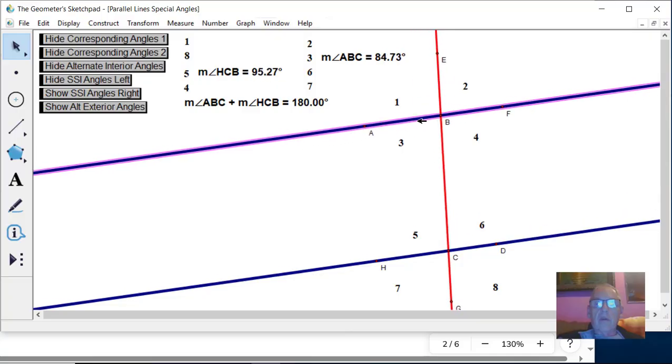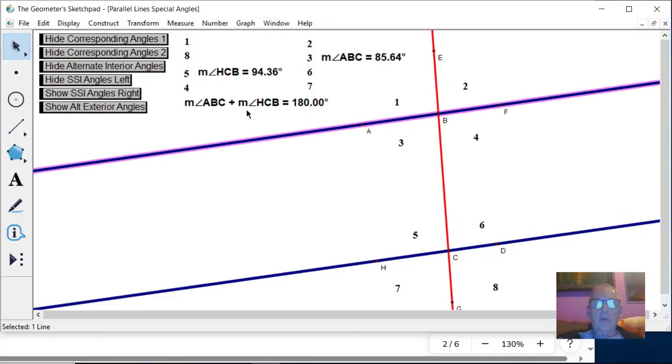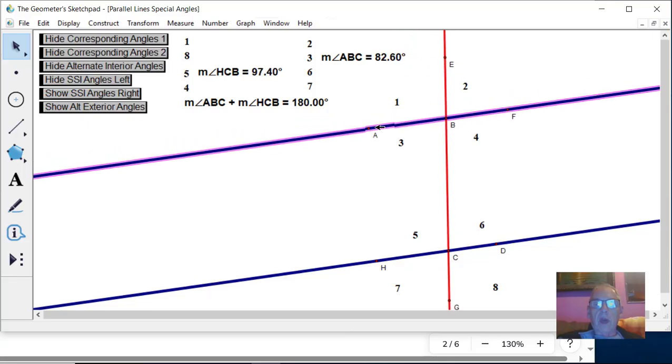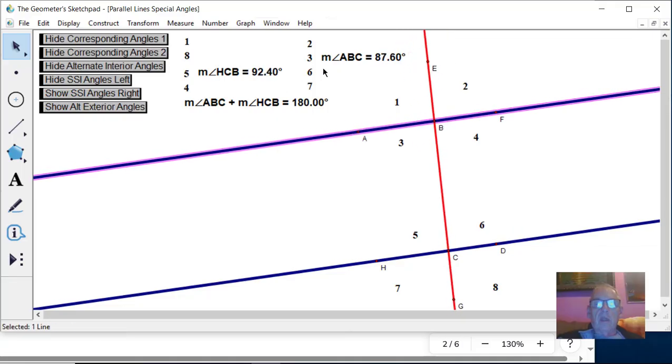Notice that angle 3 and angle 5 change, but also notice that the measure of angle 3 plus the measure of angle 5 always equals 180 degrees, no matter what angle they happen to be. So this is a demonstration that same side interior angles are supplementary. 3 and 5 are same side interior angles, and they always add up to 180 degrees. We could do the same thing on the other side.